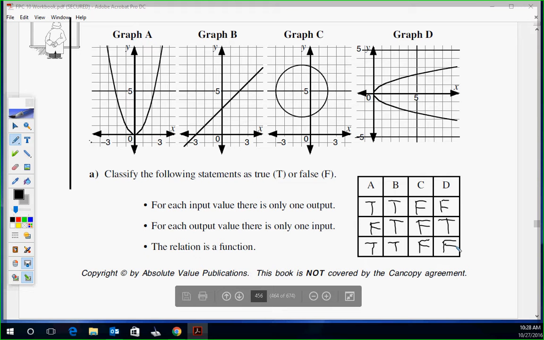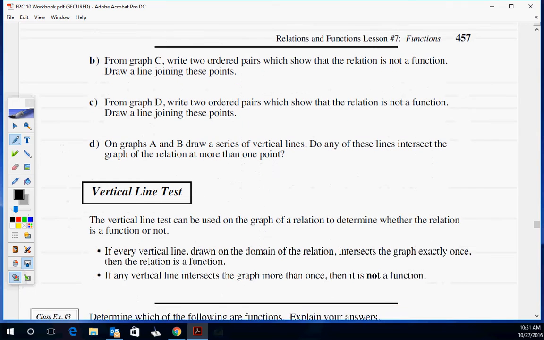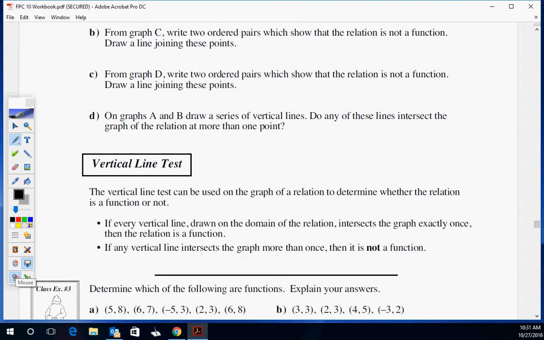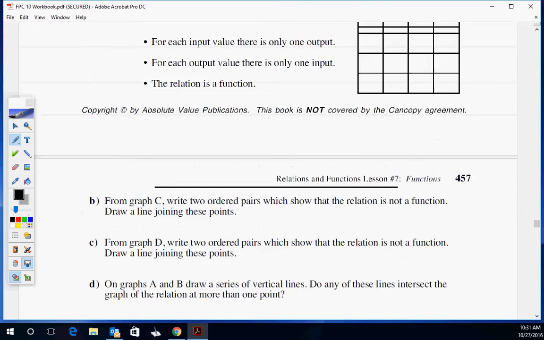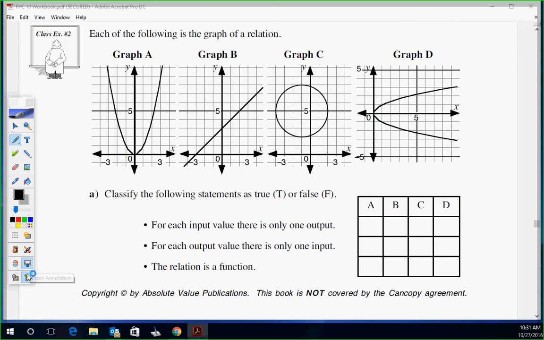Okay, we're almost there. So now it's going to talk about the vertical line test. We already talked about this. Let's see what this says here. From graph C, write two ordered pairs which show the relation is not a function. Draw a line joining these points. So if we go back to graph C here, all they're saying is this point and this point make it not a function because they're on top of each other.